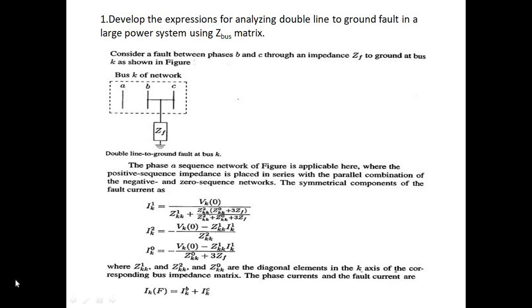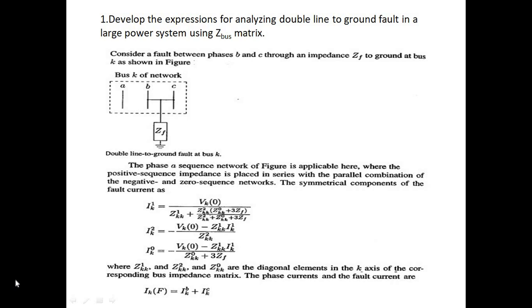Consider a fault between phases B and C through a fault impedance to ground at bus K as shown in the figure. Bus K of network ABC, with B and C connected through the fault impedance to ground. Double line to ground fault at bus K.